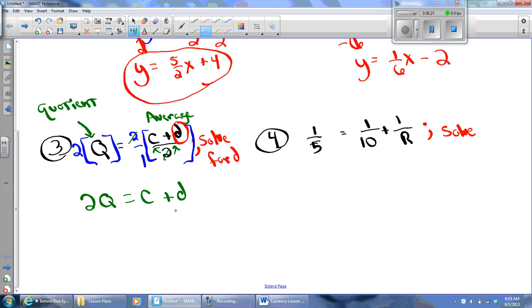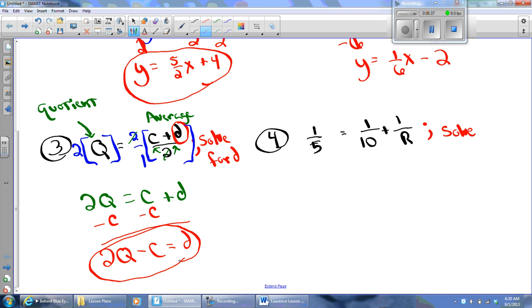Okay, D's still not alone. I have a C attached by addition. Whoops, that doesn't look much like a C. And so I'll get 2Q minus C, and that'll equal D, and there you go. Okay, problem 4.